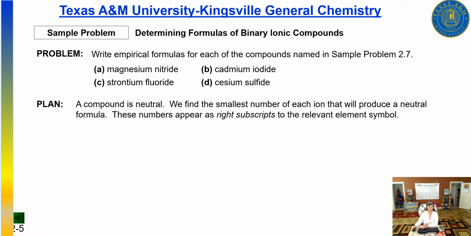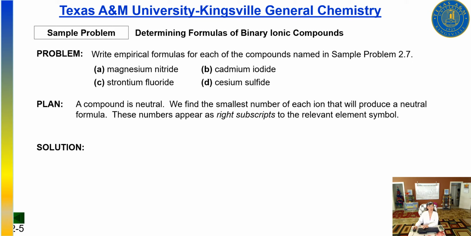neutral. Number 2, you need to know the smallest number of each ion which is going to produce a neutral formula. Number 3, you need to write it down, the right subscript to the different relevant elemental symbol. And also make sure you balance off your charge.